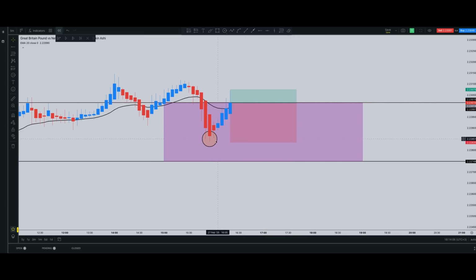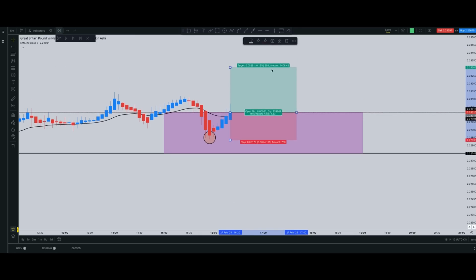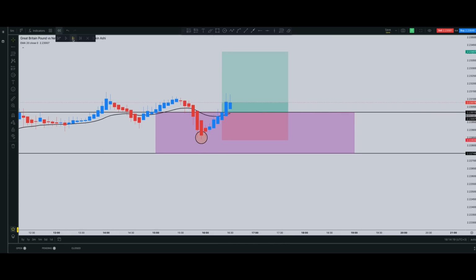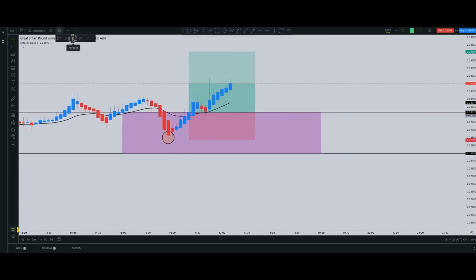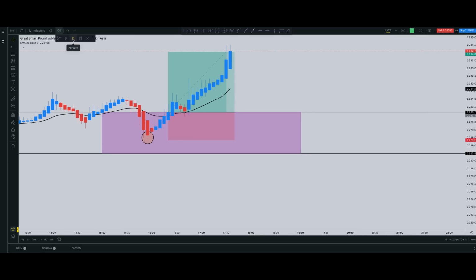So this is where our stop loss is going to be, and we're going to target a 1-to-2 risk to reward ratio. Okay, always try to target a 1-to-2 risk to reward ratio in your trading. So let's play along and see how this ends. Okay, so we're in profit. And there you go, we reach take profit.